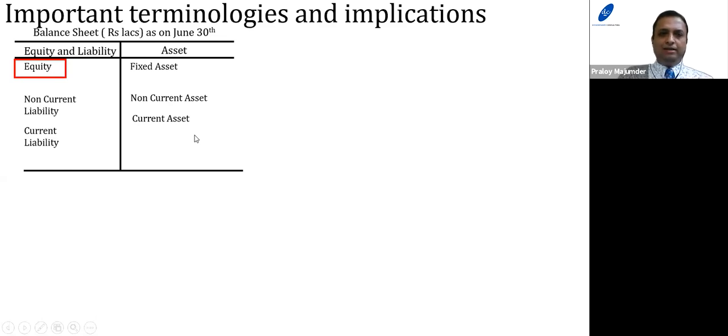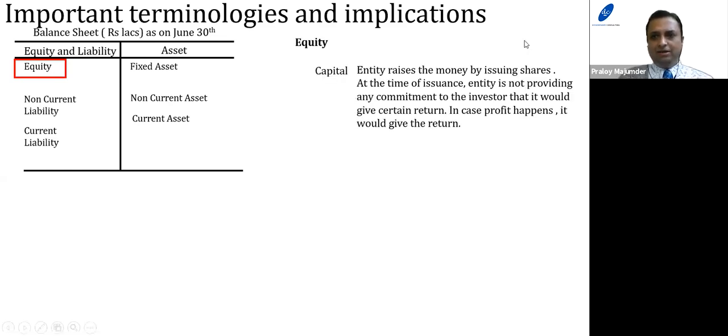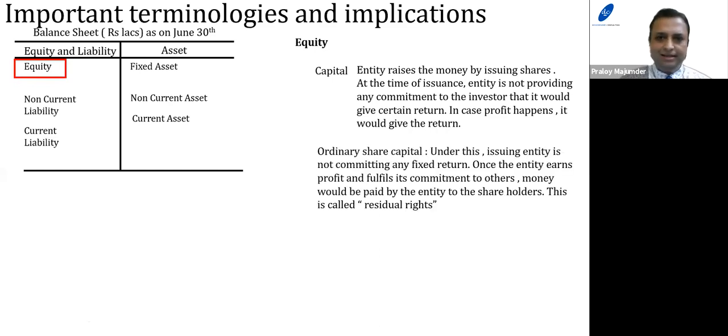Now, what is the meaning of equity? In the case of equity, we have something called capital. Capital means the entity raises money by issuing shares. So if Reliance Industries Limited is raising money by issuing shares, the entity at the time of issuance is not giving any commitment to the shareholders that it will give a certain return. It says that in case profit happens, then it will share the return, and the return is not pre-decided.